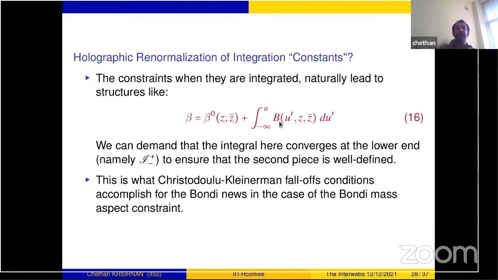And this is the general form that it takes. We can demand that the integral here converges at the lower end. That's one way in which, for instance, in the case of the Bondi mass aspect, these fall-offs, called the Christodoulou-Klainerman fall-offs, are often invoked. At least for the Bondi mass aspect, this argument works. You say that this integral has to converge, and the fall-offs that Christodoulou and Klainerman suggested would accomplish that. And then these are the two pieces of data that you have.